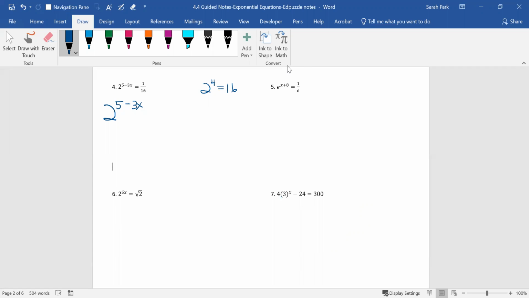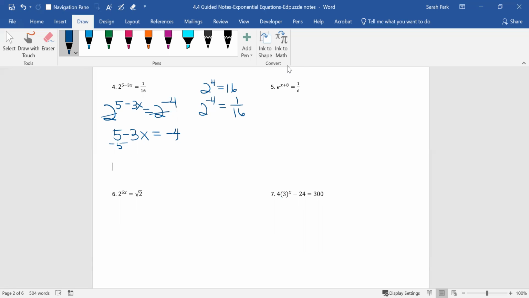problem, is 16. But if you have 1 over 16, we can express that as 2 to the negative fourth. And that'll give us 1 over 16. So 1 over 16, let's write that as 2 to the negative fourth. And now we've expressed both sides with the same base. So let's now set 5 minus 3x equal to negative 4.